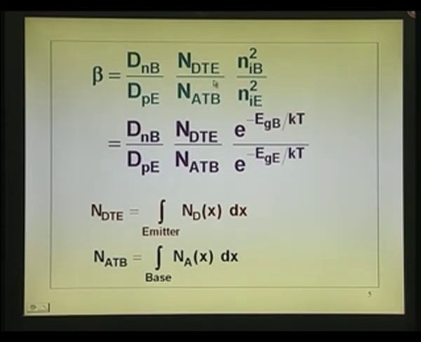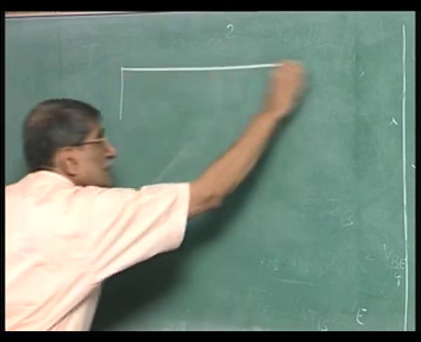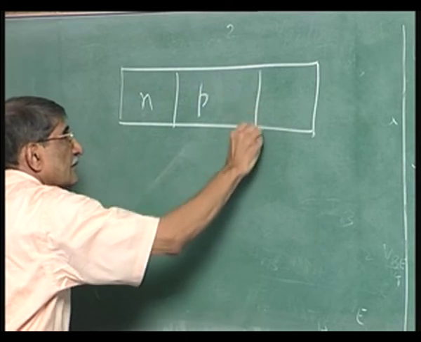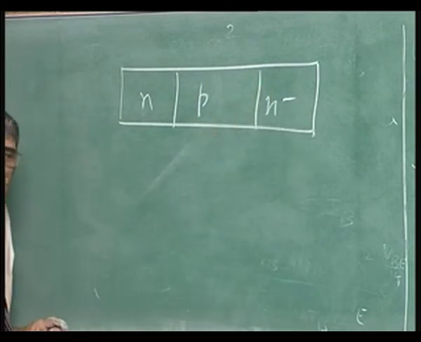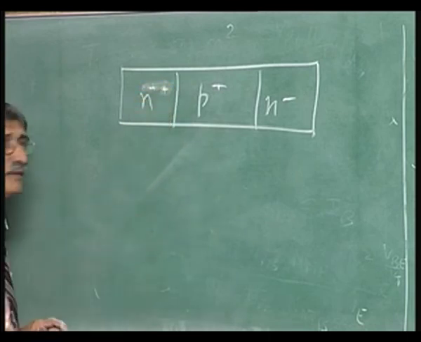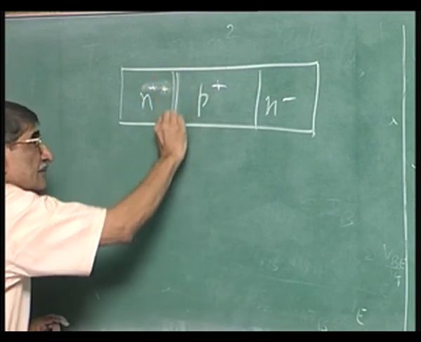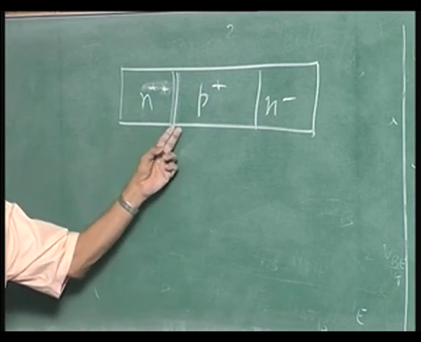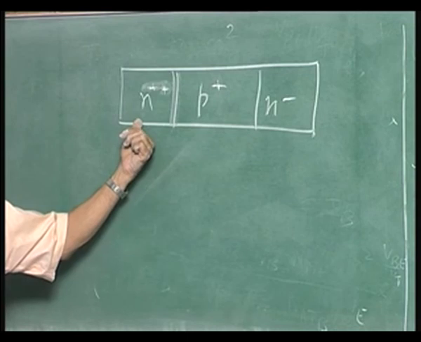The only way I can do it is reduce the doping in the emitter. If I reduce the doping in the emitter, what happens? See, if I have a transistor structure like this, N, P, N minus, I am keeping this N plus plus there. Now, this depletion layer will become narrow. I can increase the depletion layer width by reducing the doping here. I put this N.